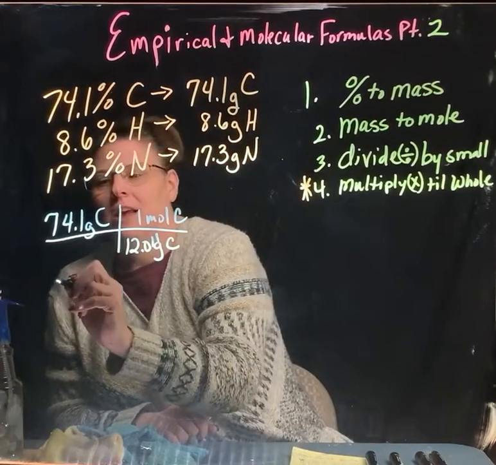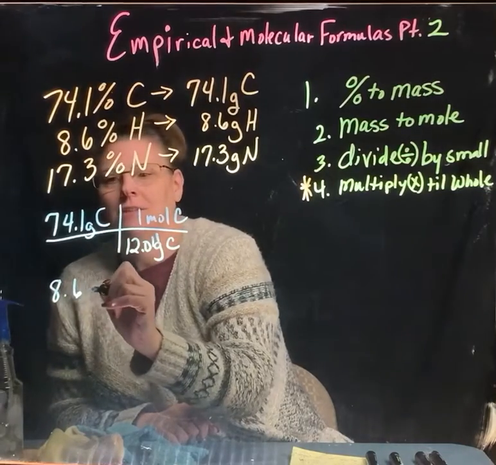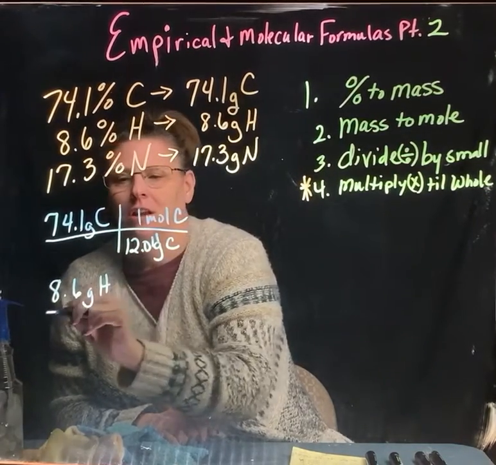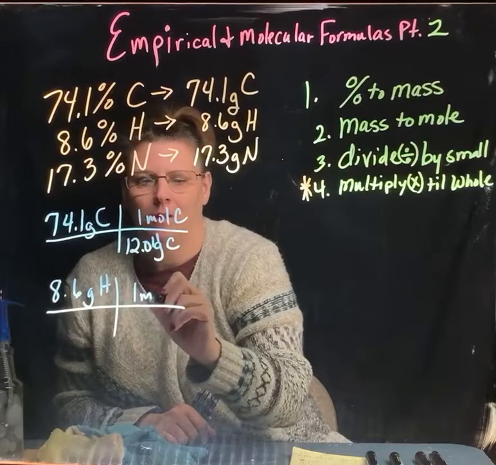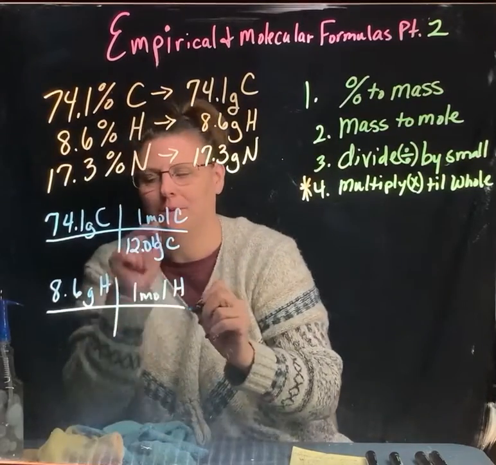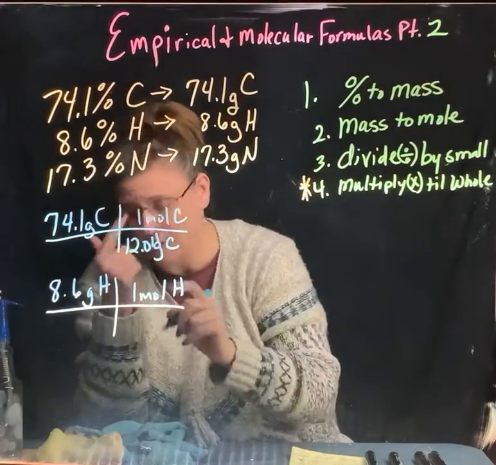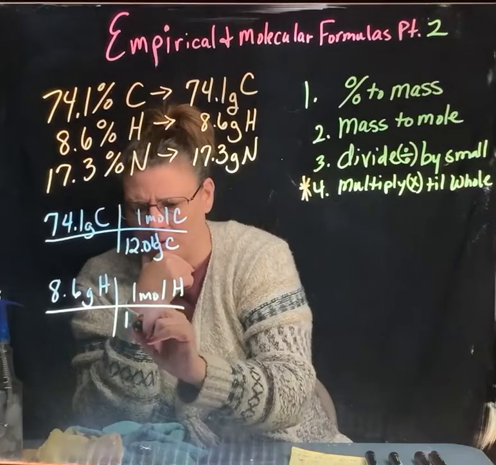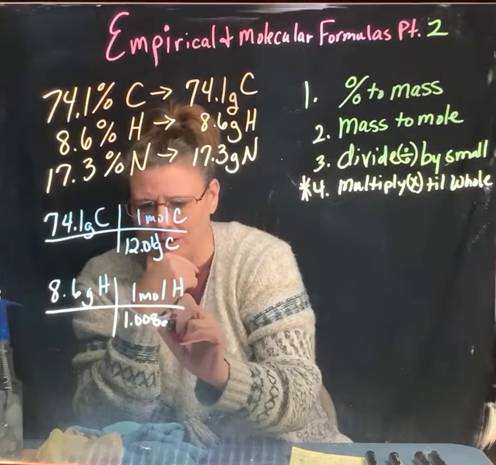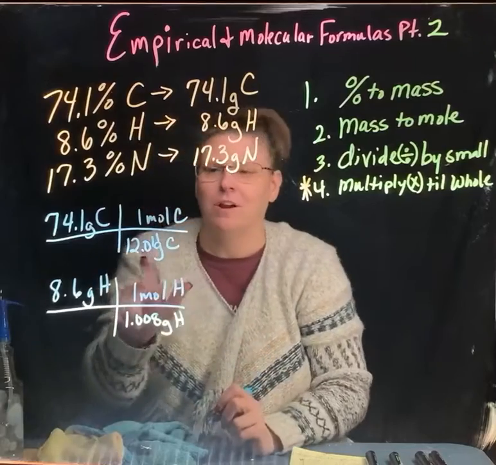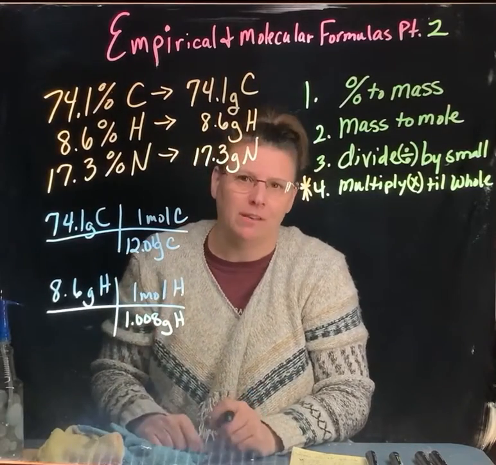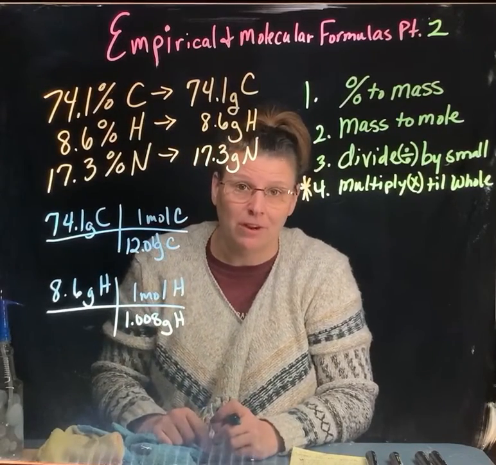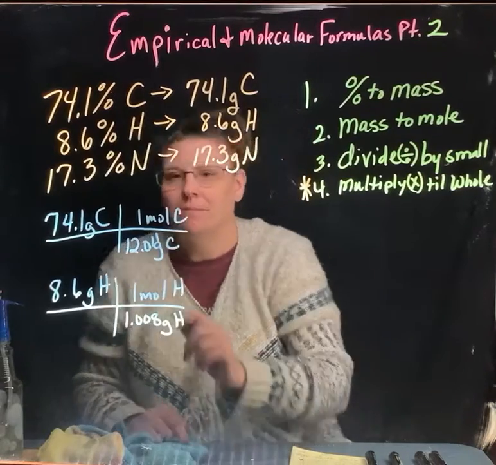So then we have 8.6 grams of hydrogen divided by 1 mole of hydrogen. What's on top goes on the bottom. So we end up with 1.008 grams of hydrogen. If you're not sure where I got these numbers from, go to your periodic table. Go to your periodic table and get your molar mass. Okay.